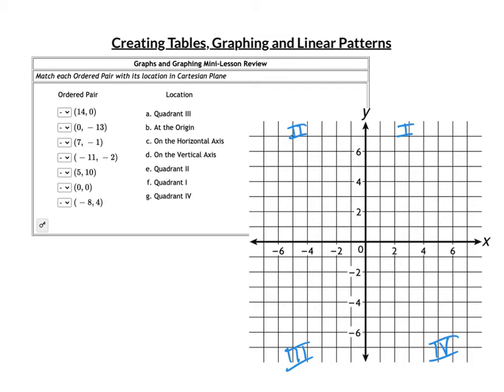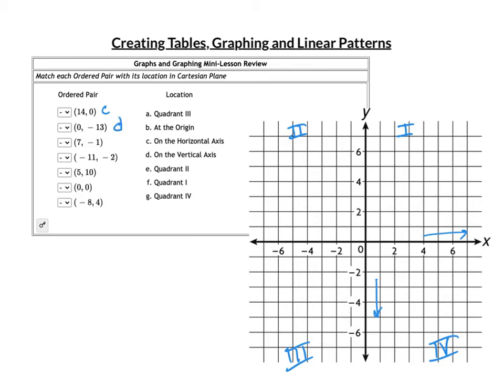Now, we're going to match 14, 0. Where is 14, 0? I go out 14 on x, that's that direction, and 0 up and down means I'm going to be on the x-axis. That's the horizontal axis. This is C. 0, negative 13. 0 for x, I don't go left or right at all, down 13. So I'm going to be going down there. I'll be on the y-axis at negative 13. That's on the vertical axis. That's D.